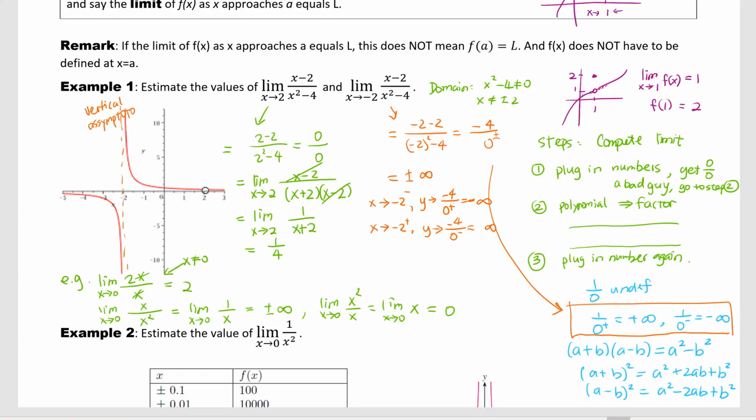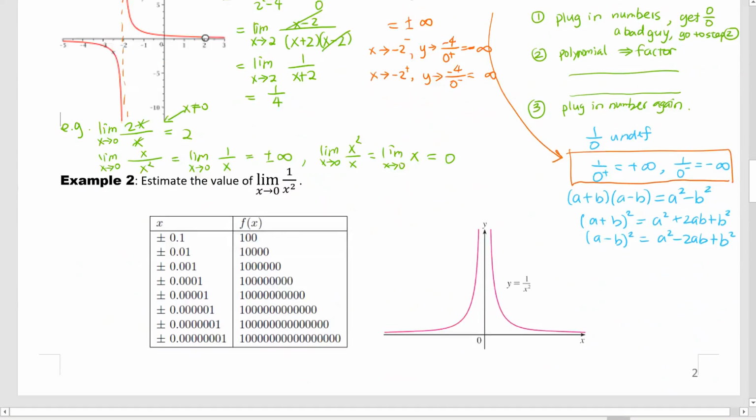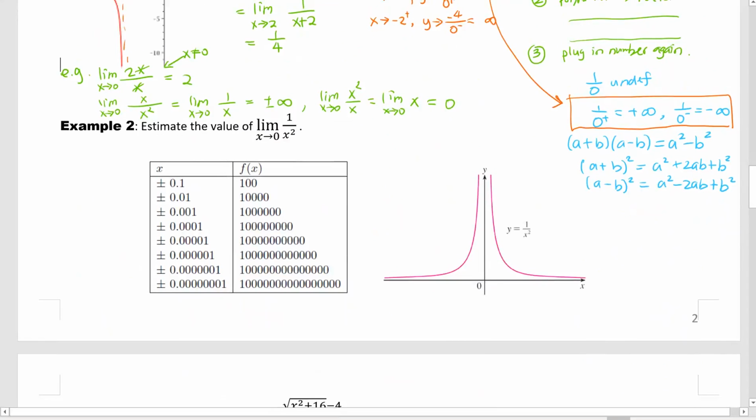Okay, so if the limit is positive infinity or minus infinity, we say the limit does not exist. But in your homework or your exams, if you can use infinity to describe it, please use infinity. So write your answer as infinity. All right, so let's continue. Let's look at example 2.